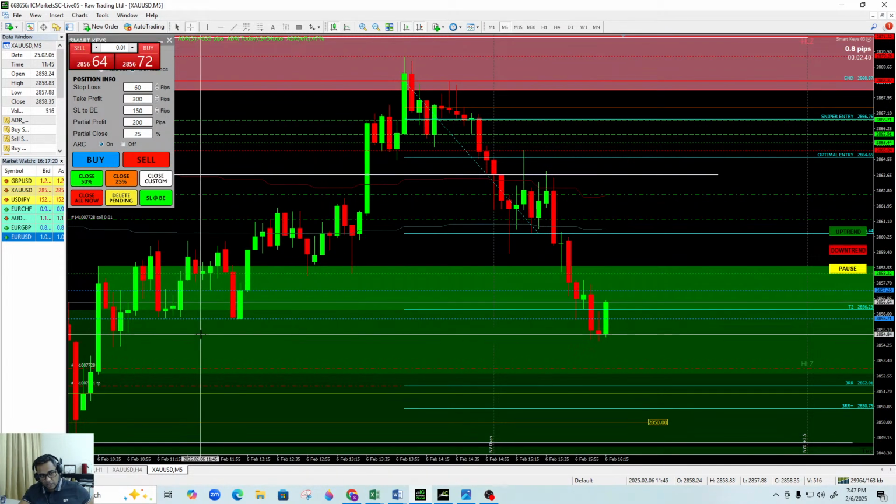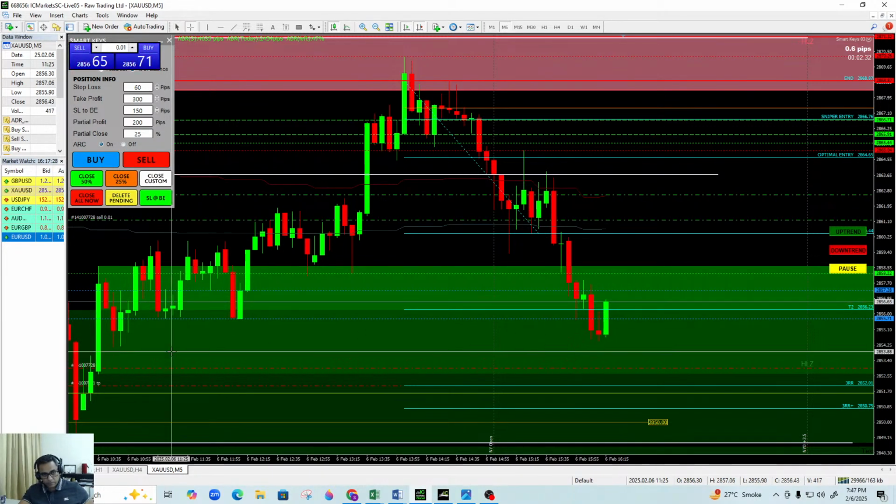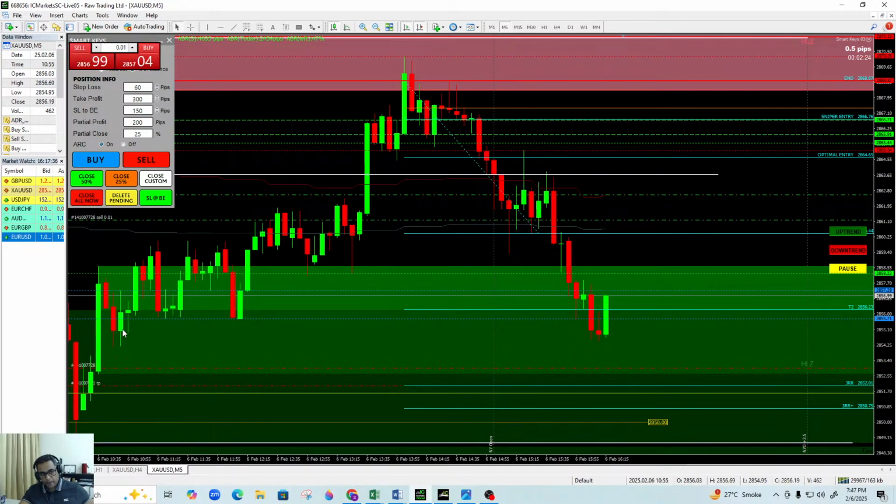So now since it has, we might be pulling back to grab liquidity for that top wick before we head down, and that's fine. Close below this, that's important. Below 2855. That's exactly 2855.